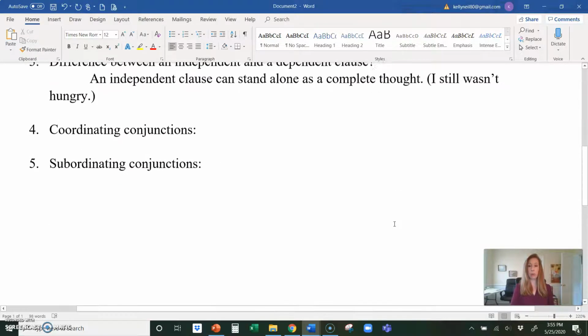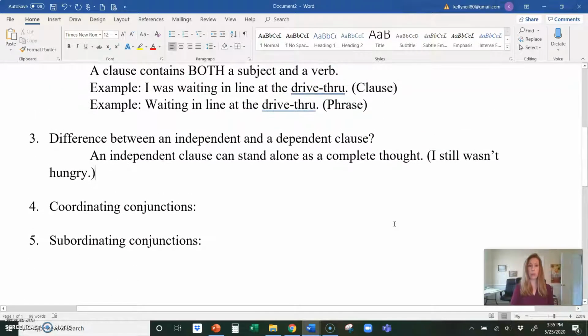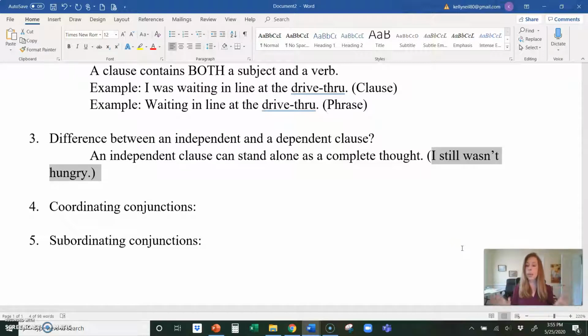Okay, there's an example right there. I still wasn't hungry. Complete thought. I have a subject, I have a verb, it makes sense. That is an independent clause. That is the basic unit of a sentence, okay?